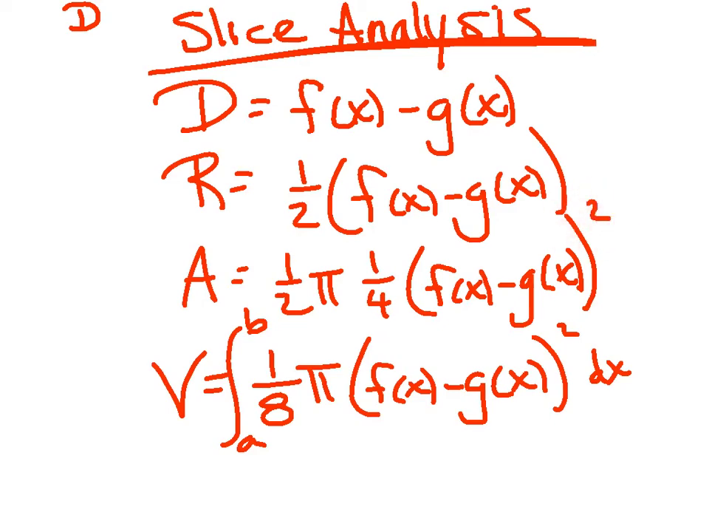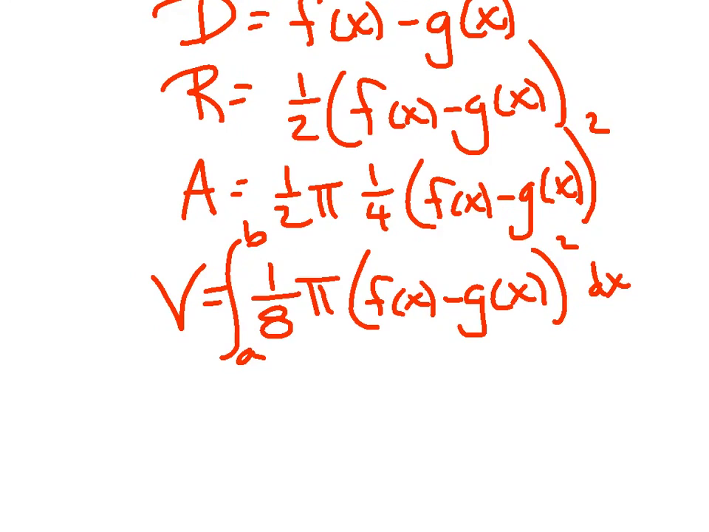And then to get my volume, I said, okay, I'm just going to integrate whatever I wrote for area. And you'll notice I have 1/8 this time because I have 1/2 times a 4th, so that's 1/8 pi f of x minus g of x squared from a to b dx. Now, of course, you could pull the 1/8 pi out front. And take notice that this is the only one that has a pi in it for slice analysis.